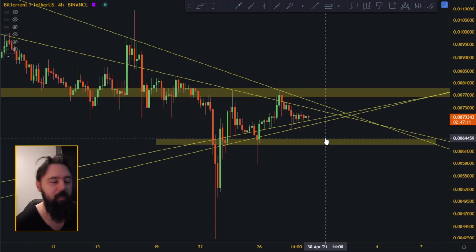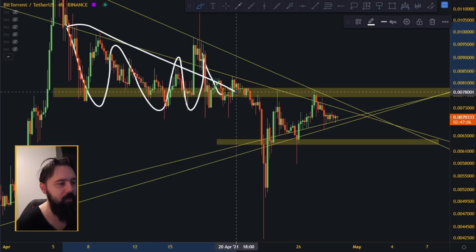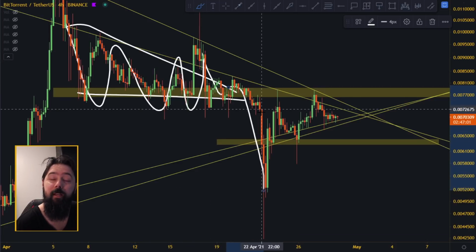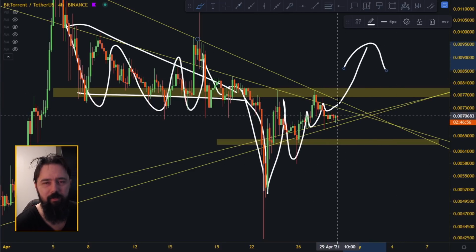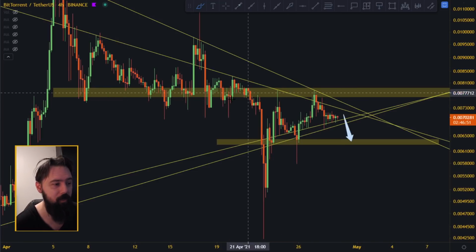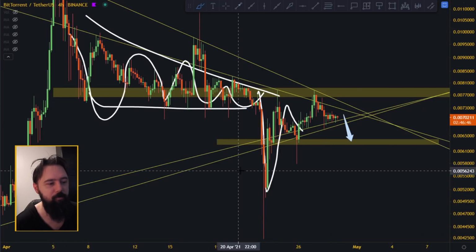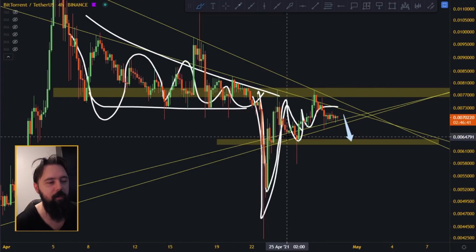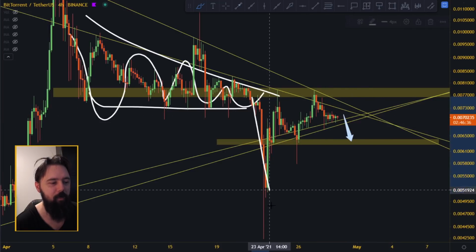Maybe it will have the same thing that everything had, because right now it looks like we were going inside some kind of triangle, and then we bounced hard down. We got some kind of what's called a spring effect, and now we are getting out of it. And not only Bittorrent, but a lot, not all, a lot of altcoins did the exact same thing, including Bitcoin. They were going in some kind of a triangle, then got this spring effect, and right now it's some kind of a pennant.